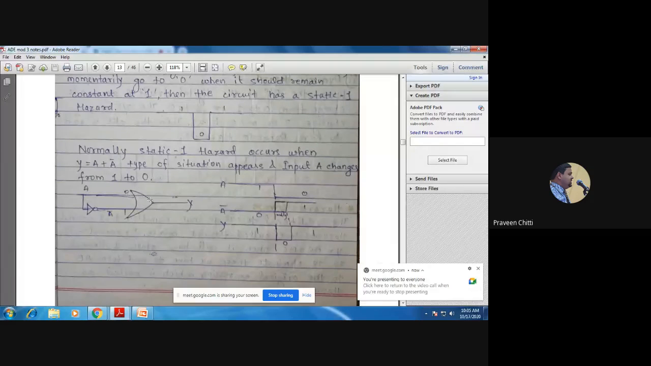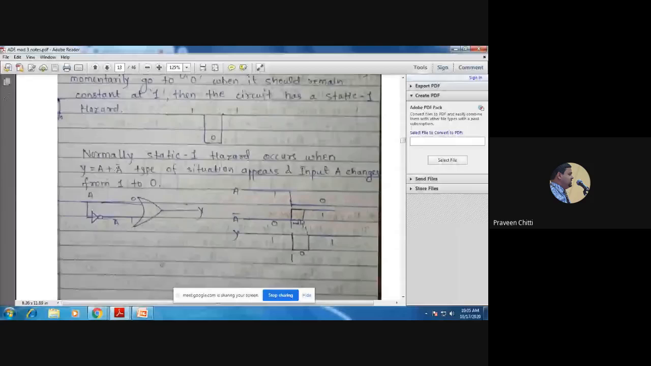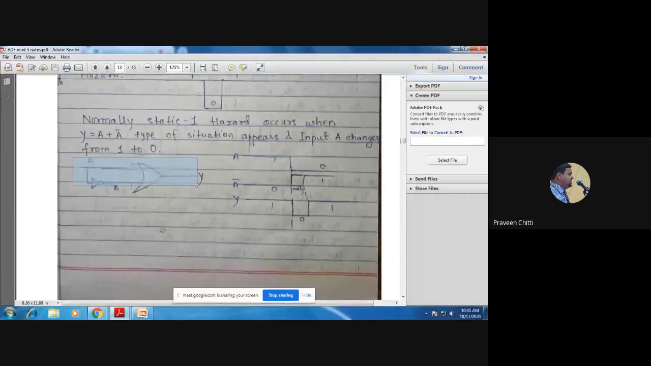A is given directly to the OR gate, and A is inverted and given to the OR gate. I hope the circuit diagram is visible to all. Is it visible? Yes, sir. So when you come across the situation y equal to A plus A bar, you come across this static 1 hazard. This situation is illustrated in this logic diagram. There is an OR gate; input A is given directly to it, and A is inverted and given to it.